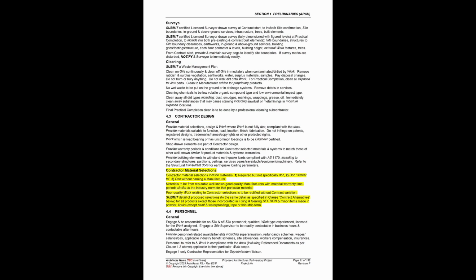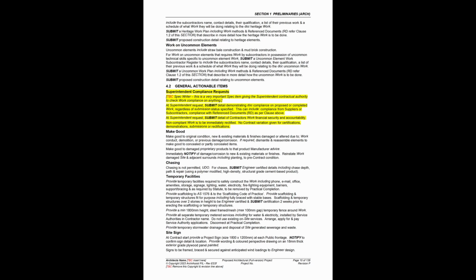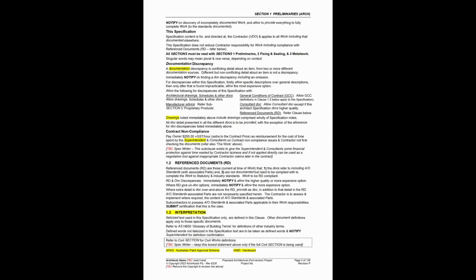Spec descriptions are self-explanatory, and language used is simple for user-friendly reading. Performance plain English descriptions of product or material attributes, without any manufacturer's names, are used. Products or materials described this way become contractors' selections, governed by the preliminaries contractor material selections. Know that the superintendent can have the builder provide checking detail of anything relating to the contract, specified in the preliminaries superintendent compliance requests. Italicized defined words are used.